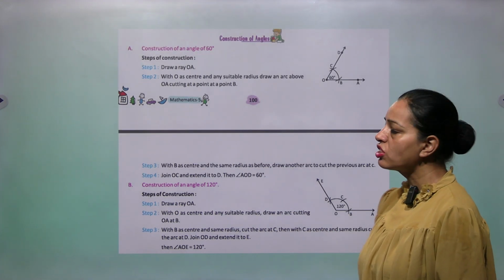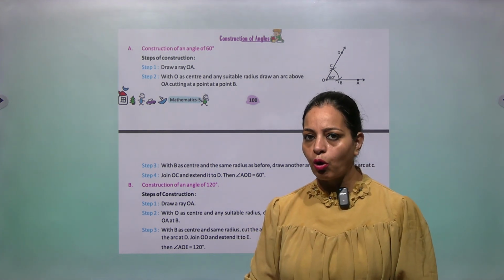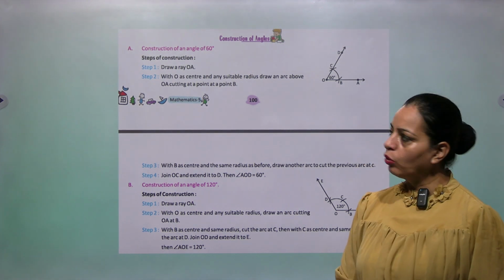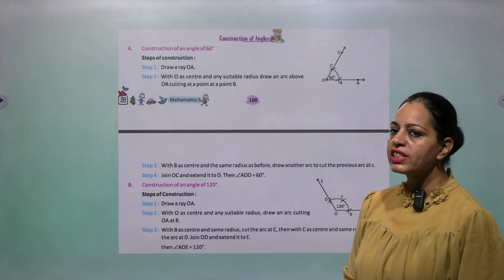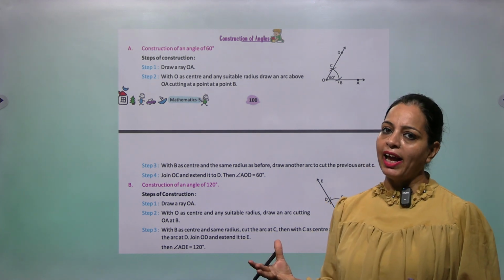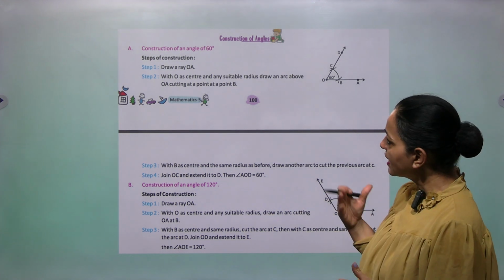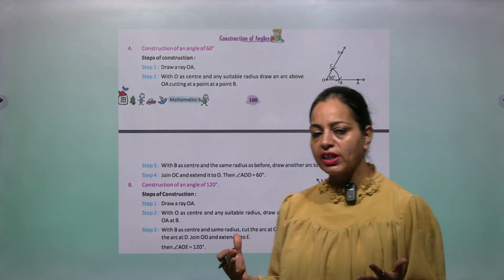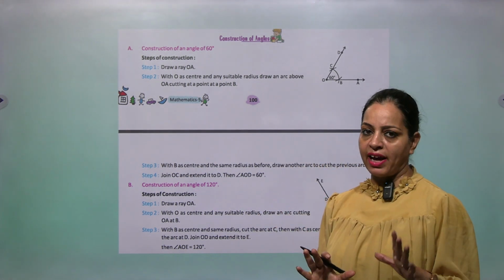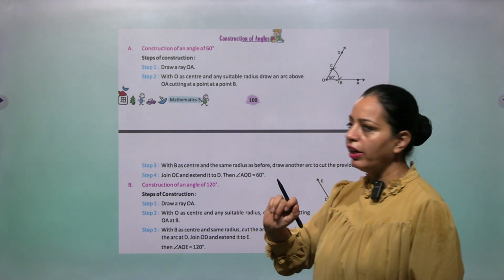Now we are doing construction of angles. अब angles बनाएं कैसे? How to draw an angle? So see, the first one I'm telling you, construction of an angle of 60 degree. जब भी हम construction करते हैं तो सबसे पहले एंगल हमारे पास जो बनेगा that is 60 degree. So फिर उस 60 degree की हेल्प से हम बाकी एंगल ड्रॉ कर सकते हैं. So see how we can do it. First I'm telling you 60 degree बनाना कैसे है. So first the step 1, draw a ray OA.